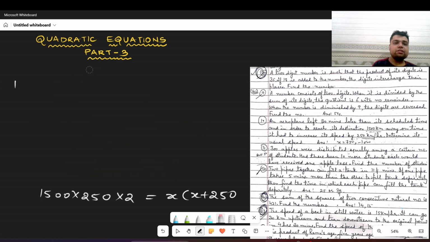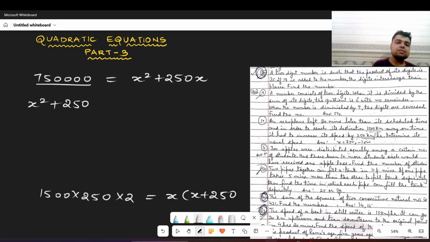If I do that, what will happen? I will get 15 times 2 is 30. 30 times 25 will be 750. So 750 times 1 is equal to x square plus 250x. So I will take this on the other side. I will get x square plus 250x minus 750 is equal to 0.